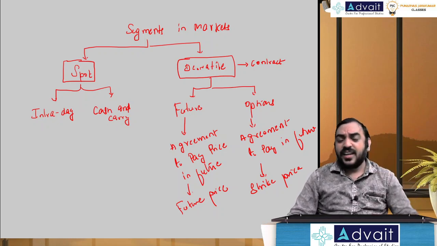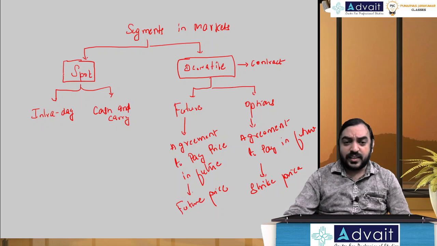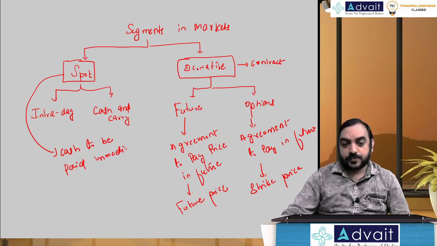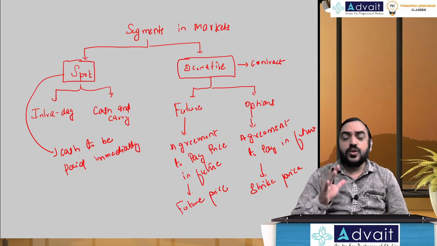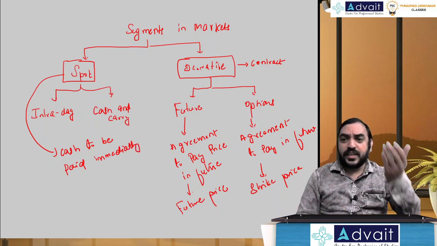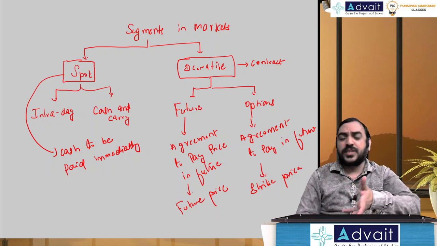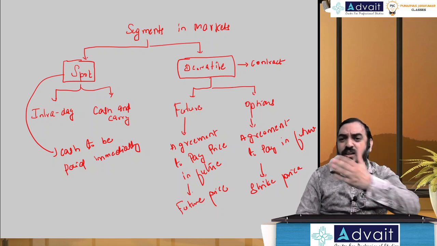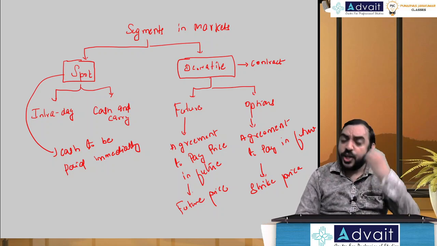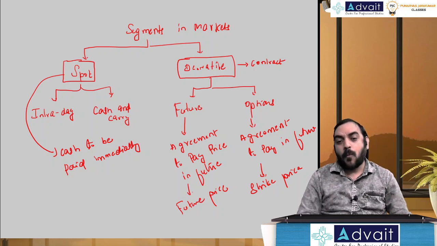In the spot market there is no agreement. Cash and carry: cash to be paid immediately. There is no agreed price. You pay the cash, you get the shares. The shares will actually come to you 2 days later because of T+2 settlement, but it will come. That is an operational aspect. In cash and carry, you make the payment, you get the share. So these are the segments in the market.